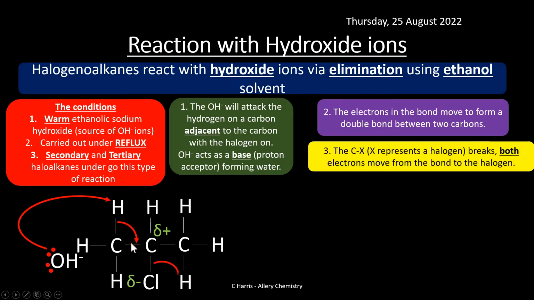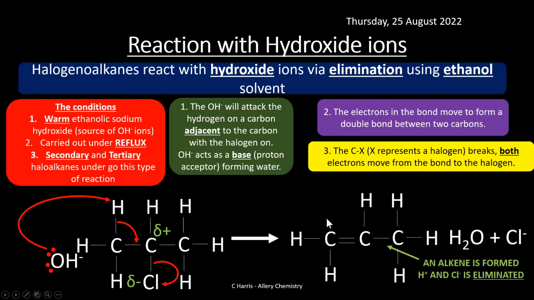So the C-X bond, the X represents the halogen, breaks, and both the electrons move from the bond to the halogen. So you can see here, effectively we are using the electrons, taking the hydrogen. So the hydrogen's electrons break, they form into here. That forms a double bond effectively. That's fine because that's got enough bonds, but this carbon will have too many bonds. So this is the weaker bond that breaks. So basically, hydrogen, double bond, that breaks. It kicks off that chlorine completely.